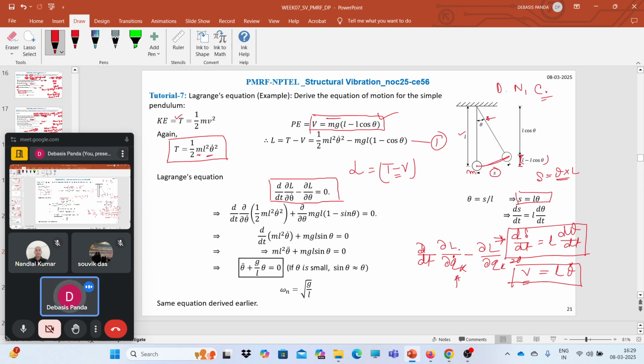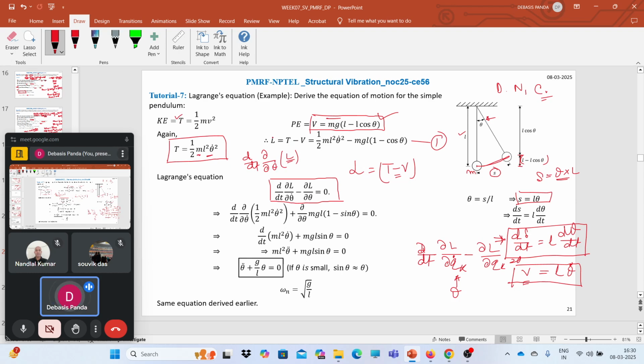Now for this system, what is the generalized coordinate? We have only one coordinate, theta. So d dt of del L by del theta dot minus del L by del theta is equal to 0. Now just simplify this equation. Open it up and simplify it, writing the Lagrangian like this.